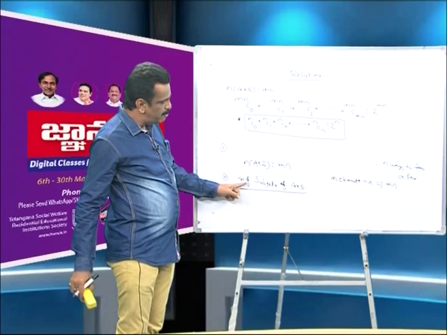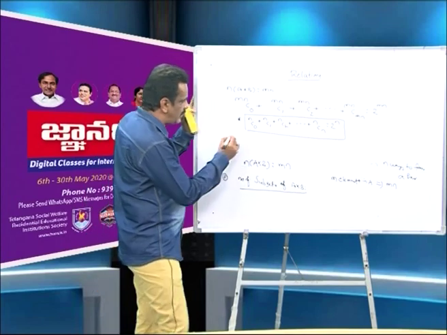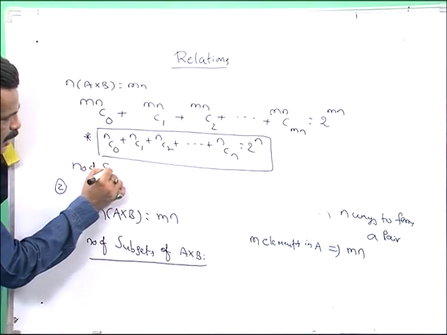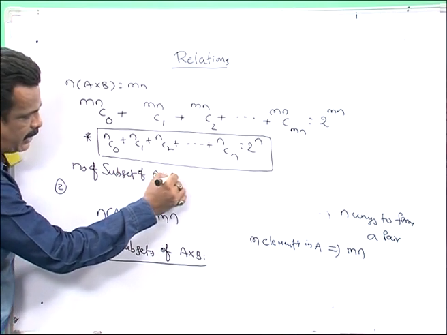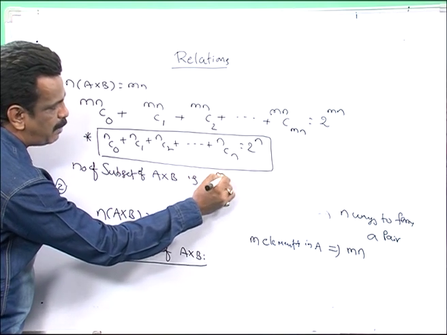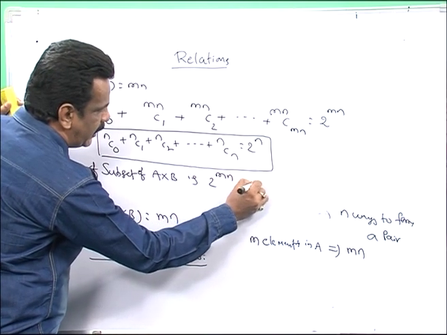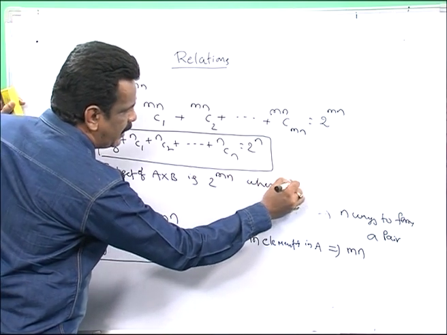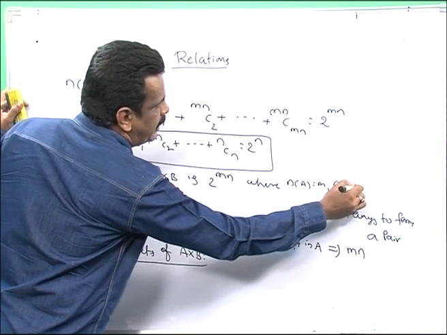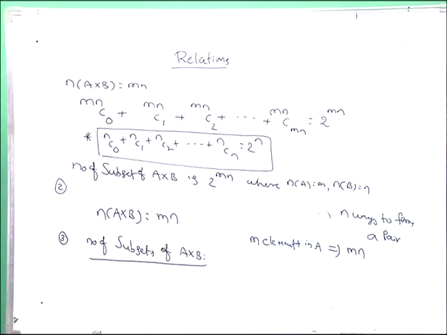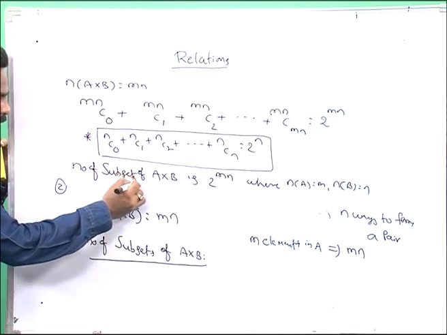So we found the number of subsets of A cross B is 2 power mn, where n of A equals m and n of B equals n. So like that we can find the number of subsets of A cross B.